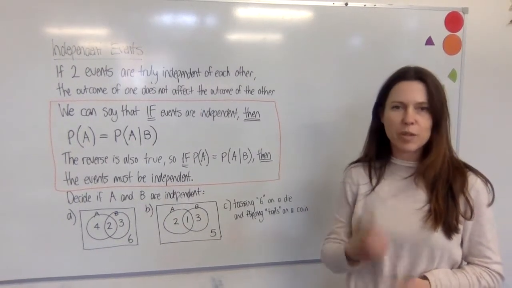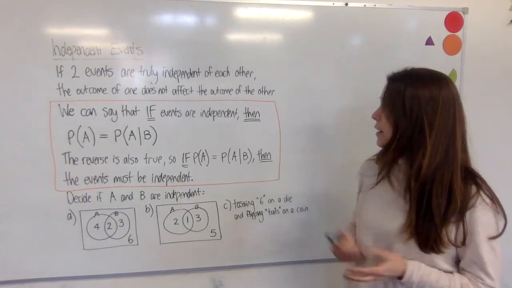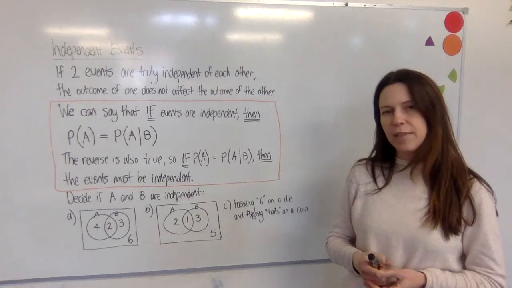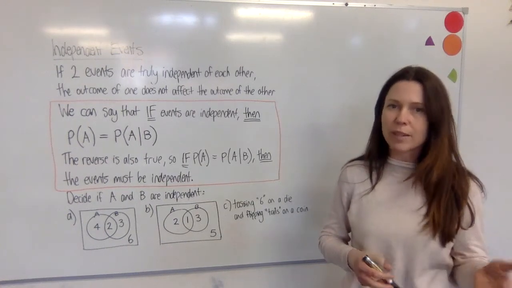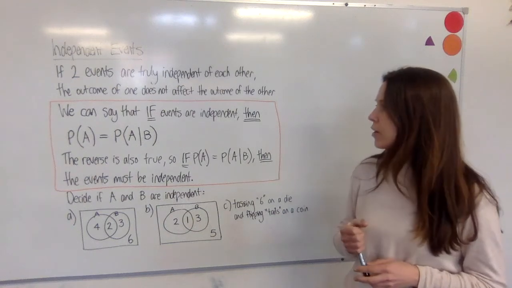Independent events seem pretty straightforward, and they are exactly as they sound. Two events are independent of each other if the outcome of one doesn't affect the outcome of the other. Or we could say that the probability of one event occurring doesn't affect the probability of the other event occurring.